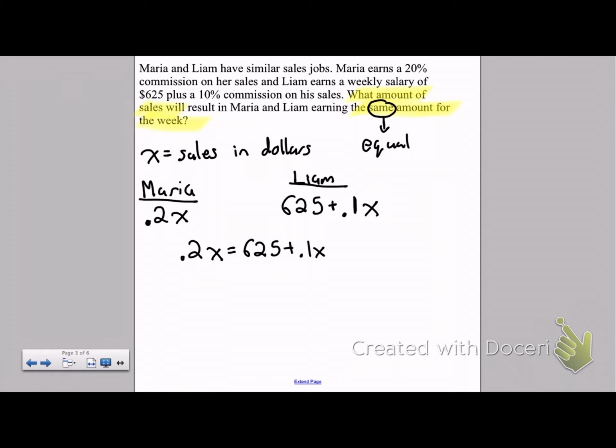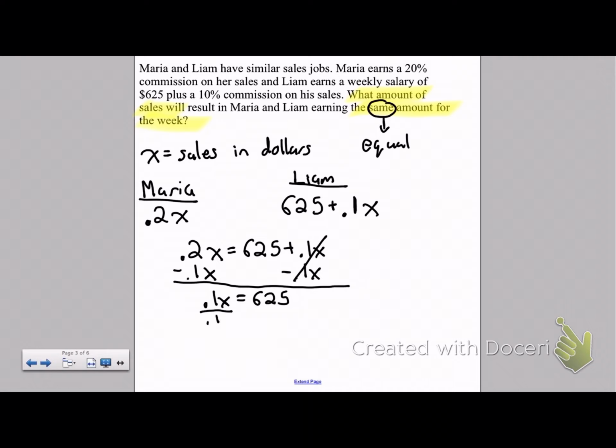So now I need to move my variables to one side and my constants or non-variables to the other side. On the left hand side, I already have just variables, so I'm going to move my variable to the left hand side. So when I move my variables to the left hand side, 0.2x minus 0.1x is 0.1x equals 625 comes down. 0.1x minus 0.1x is going to cancel out.